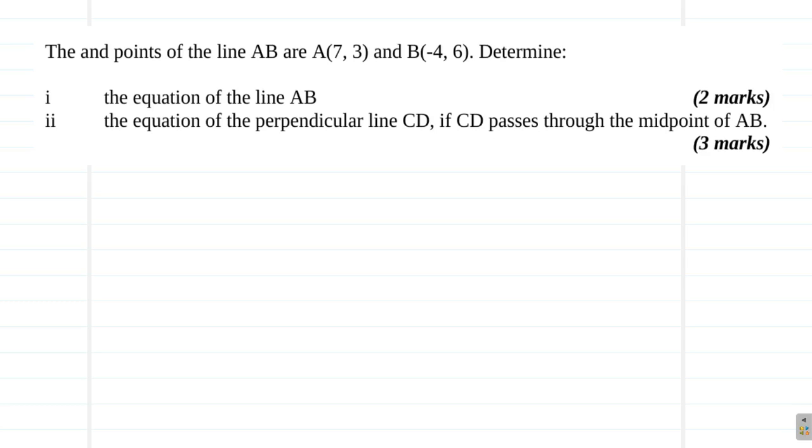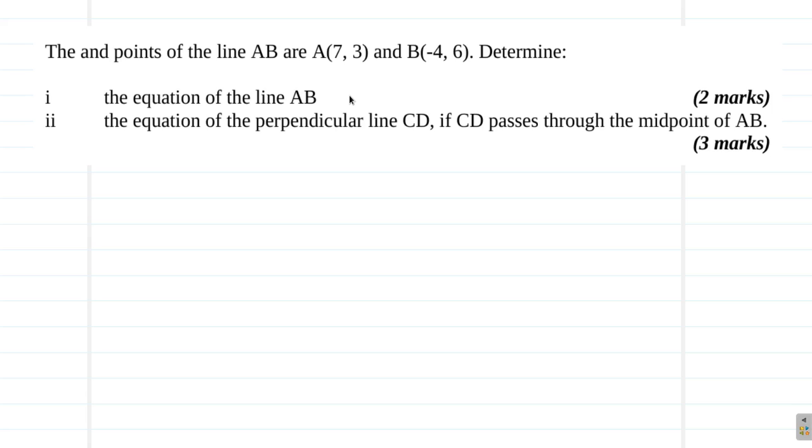The end points of the line AB are A (7, 3) and B (-4, 6). What does it say? Determine the equation of the line AB.